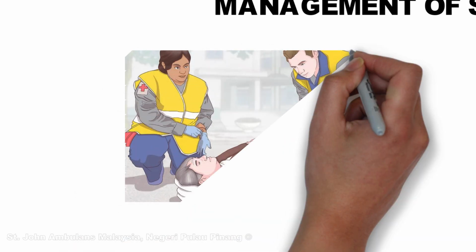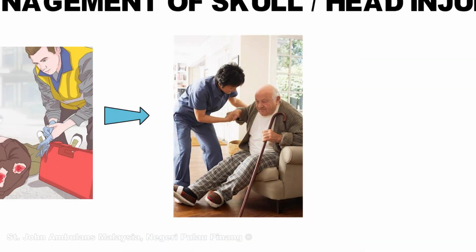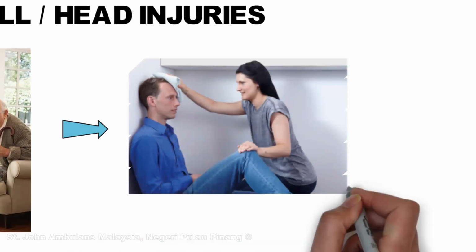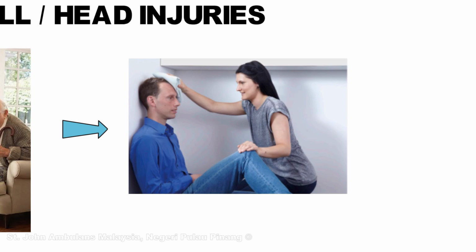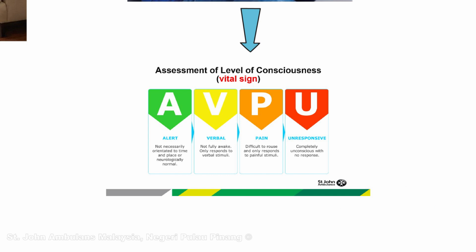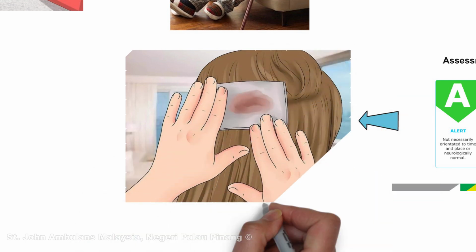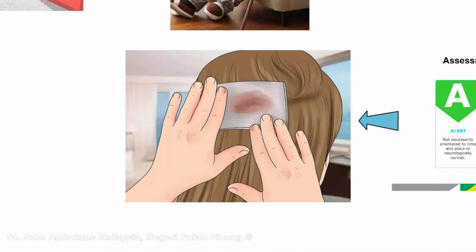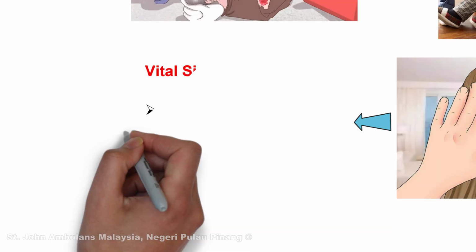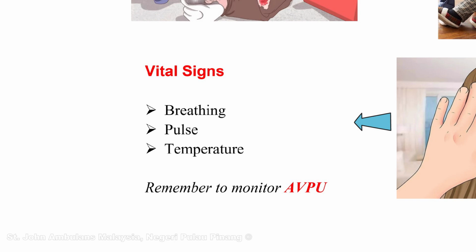Management of skull and head injuries. For a casualty with skull and head injuries but still conscious, sit him down and give him a cold compress to hold against the injury. Carry out an assessment of the casualty's level of response using the AVPU scale. A first aider may treat any scalp wound by applying direct pressure to the wound, and regularly monitor and record his vital signs such as breathing rate, pulse, and level of response from time to time.